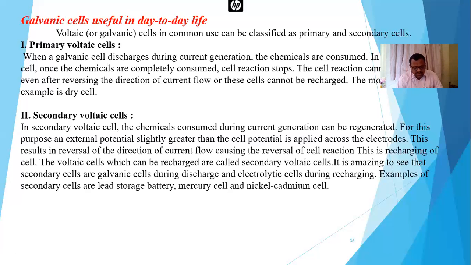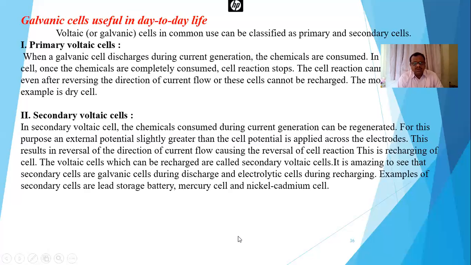even after the reversal of the direction of flow of current, so the cell cannot be recharged. Such types of cells are called primary voltaic cells. The dry cell that we commonly use is an example of a primary voltaic cell.